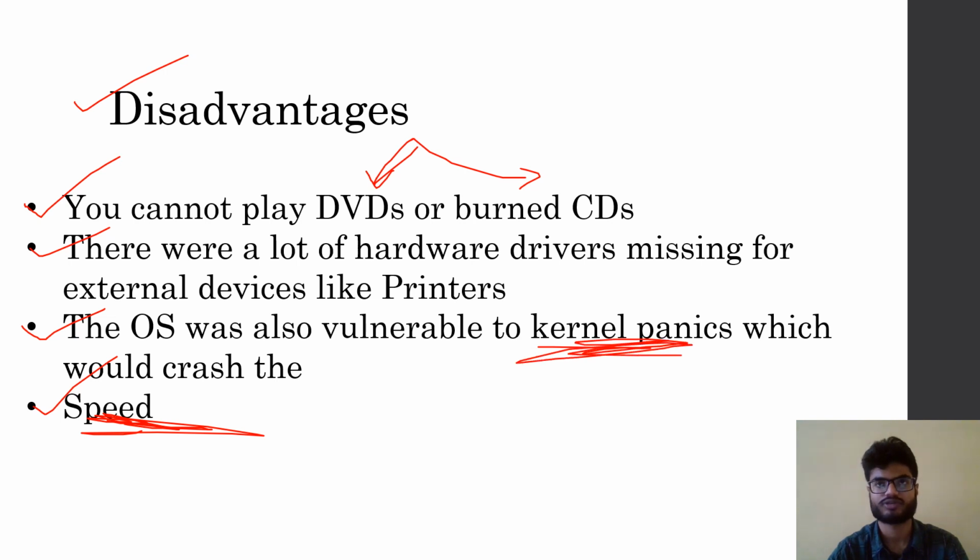Kernel panic means if you are running some code in Code::Blocks or VS Code or Turbo C, the entire system will crash if there is an error in the code. So this was also a major disadvantage. And speed, although its name was Cheetah, it was still very slow.